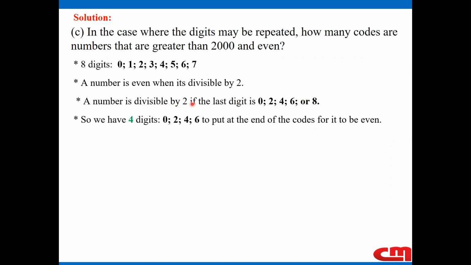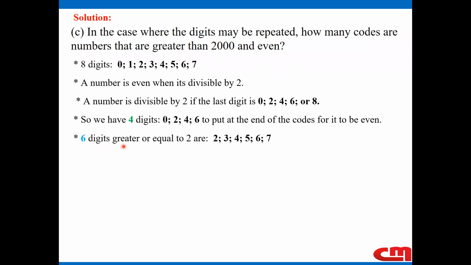The fact that this is divisible by 2, it will be even, right? So we have this. Then we are done with that. Now the fact that we want the number codes to be greater than 2, to give us a number greater than 2000, we are saying, let us now check the digits that can start to give us codes that will be greater than 2000, right?